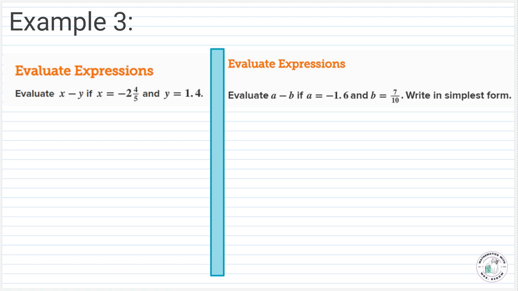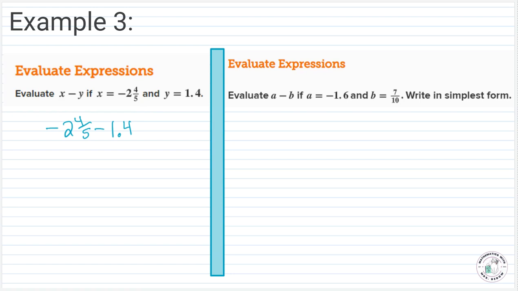So for this first one, it says evaluate x minus y if x is equal to -2 and 4/5 and y is equal to 1 and 4/10. So plugging in our values, we're going to have -2 and 4/5 minus, and then we have that 1 and 4/10. Now, this is another question where you have the choice to keep this as fractions, or you could rewrite these both as decimals, right? So these are both valid options. I just want to stress that. You could do either one.